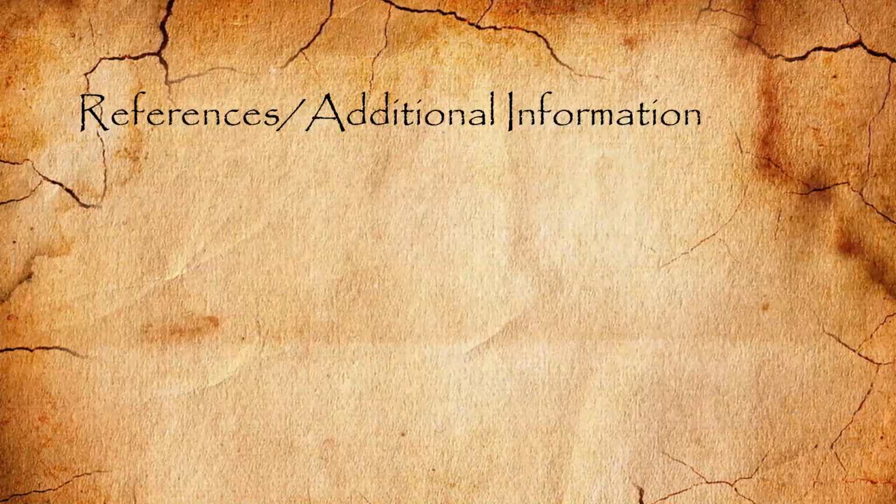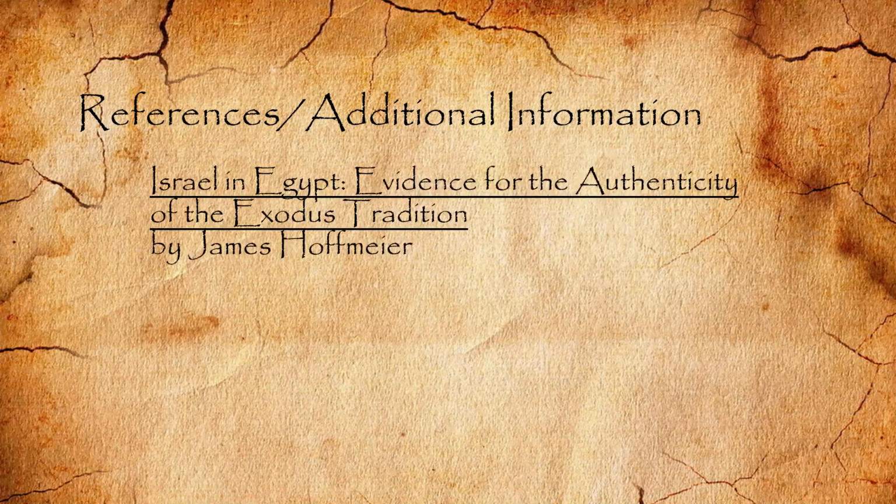And that finishes us up. Let's talk a little bit about references. If you're really interested in the Exodus, possibly one of the best books, and it's not a very expensive book either, especially if you get it used, is Israel and Egypt: Evidence for the Authenticity of the Exodus Tradition by James Hoffmeier. It's also a pretty straightforward read, has a lot of good support to it, and gives you a lot of good references to go investigate.